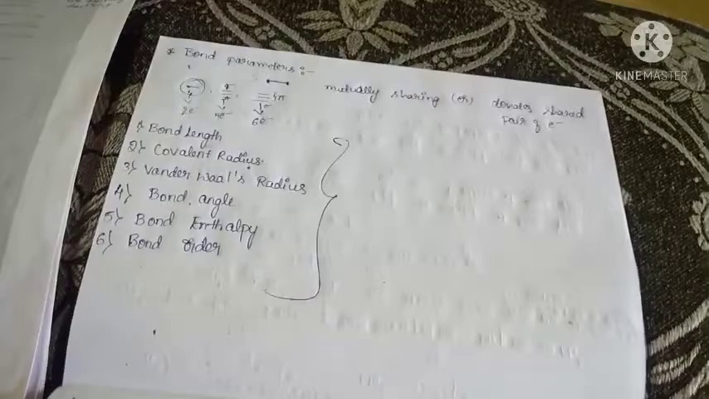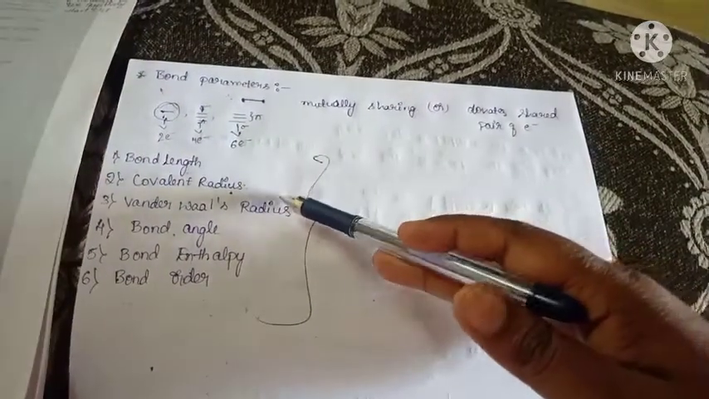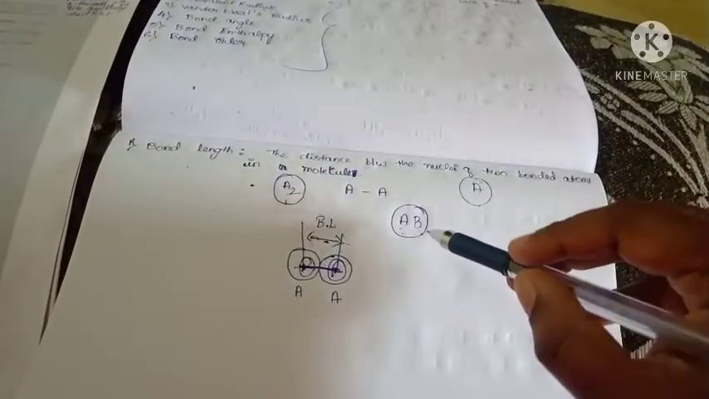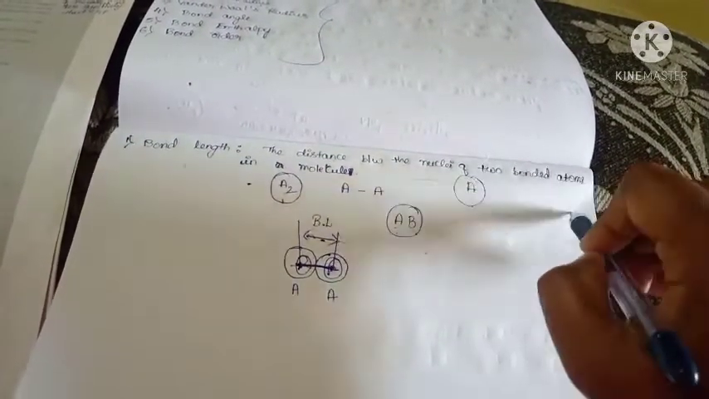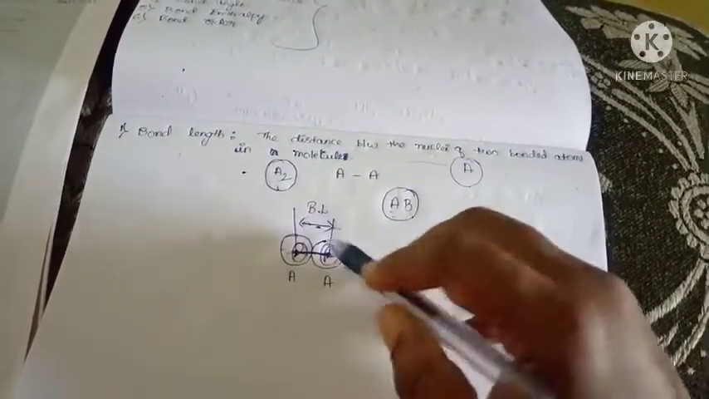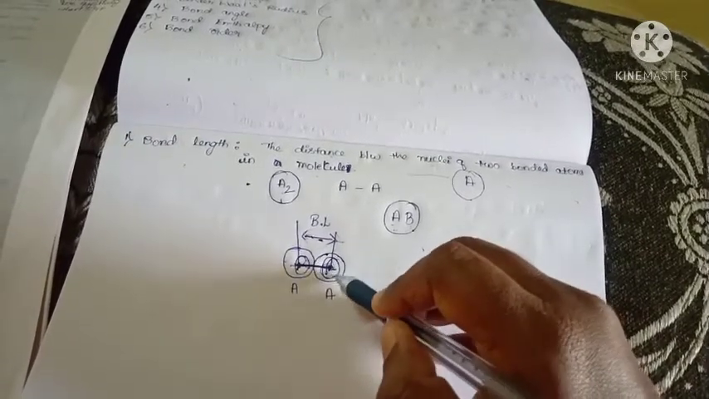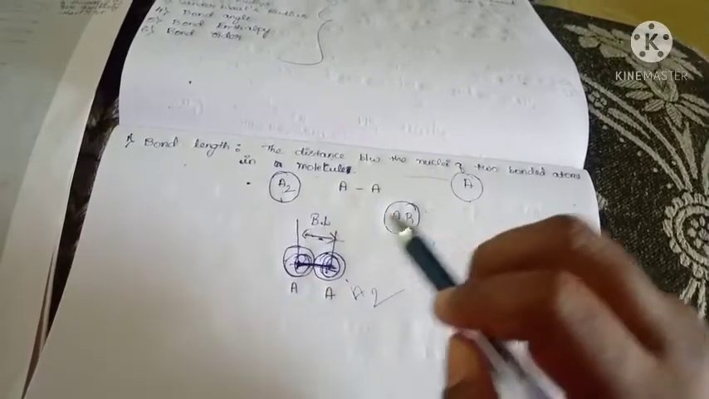Next we move on to the bond parameters. There are 6 bond parameters: bond length, covalent radius, van der Waals radius, bond angle, bond enthalpy and the bond order. In yesterday's class we learnt only the bond length. Bond length means the distance between the nuclei of two bonded atoms in a molecule. In an A2 molecule, this is the nucleus of one A atom and this is the nucleus of the other A atom. This distance is called the bond length.